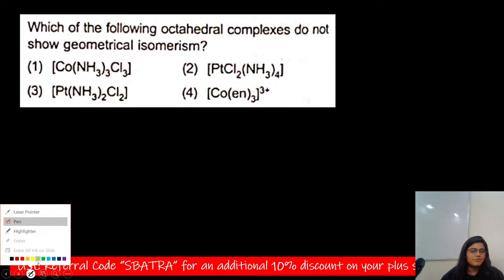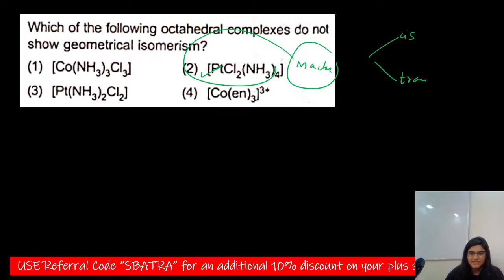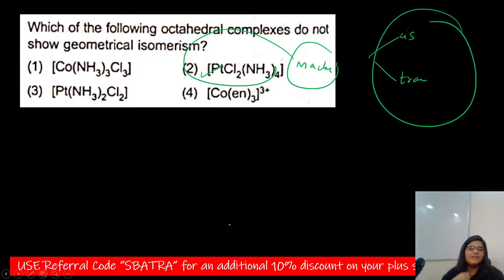Now similarly, let's talk about the second one. This is also coordination number 6, and you have a complex of type MA2B4. So you'll get cis and trans. If you have cis and trans, then definitely you can form geometrical isomers.